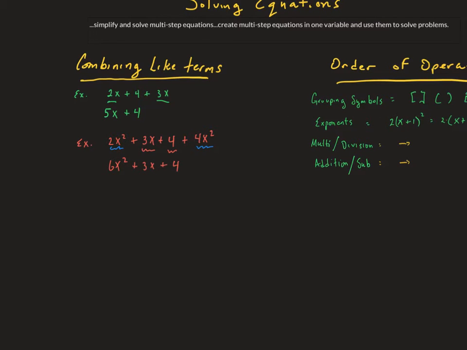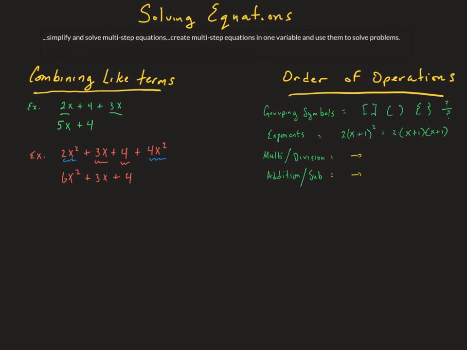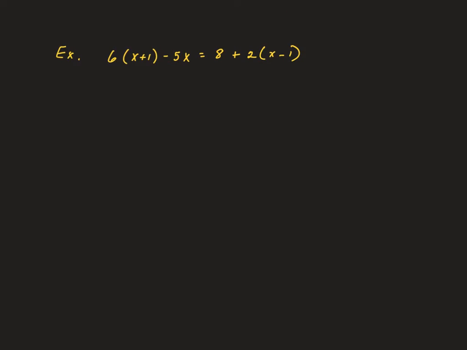So those are some of the basic things that we're going to talk about and we're going to do, and I'll just walk through some examples here. Just remembering order of operations, combining like terms, and moving forward here. So here's an example. Remember order of operations: we have grouping symbols, we have exponents, we have multiplication and division, and addition and subtraction.